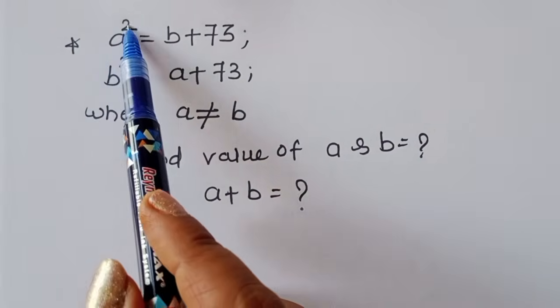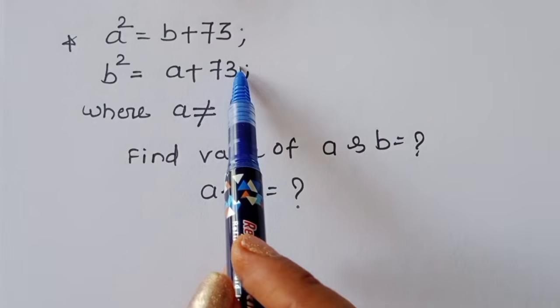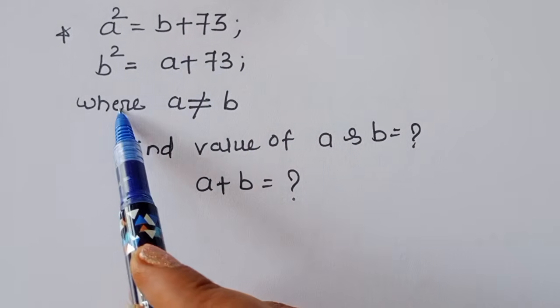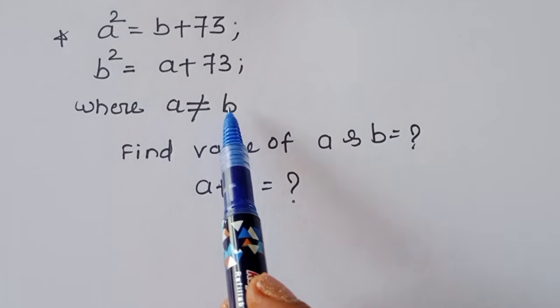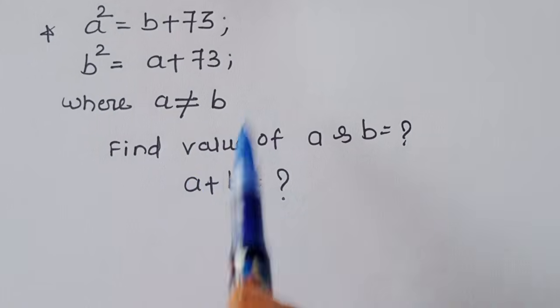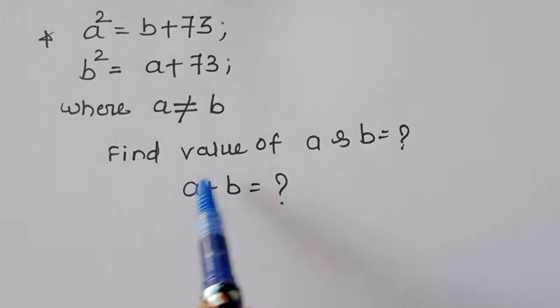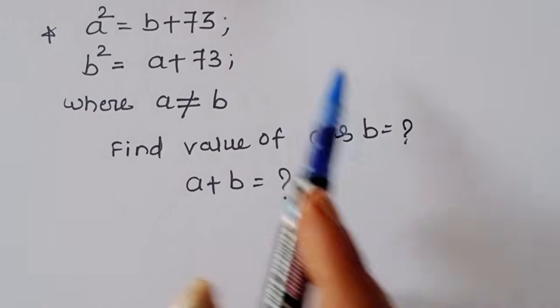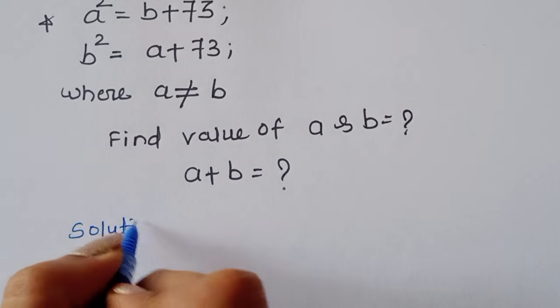The question is: given a square is equal to b plus 73, and b square is equal to a plus 73, where the condition is given that a is not equal to b, we have to find the value of ab. The second question is to find the value of a plus b. Let's see the solution, how we can find the values of a and b.